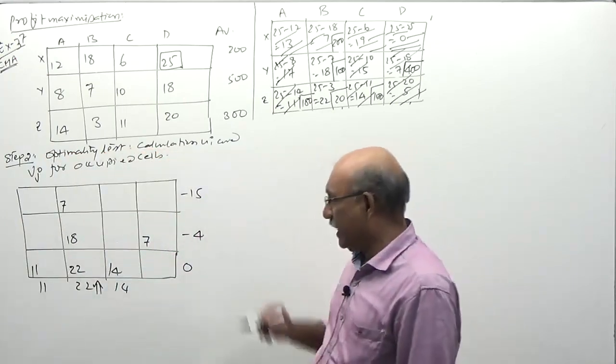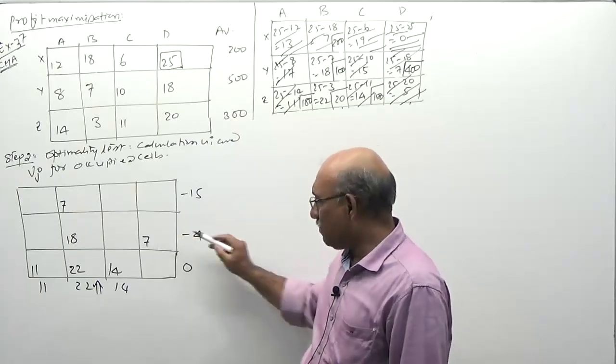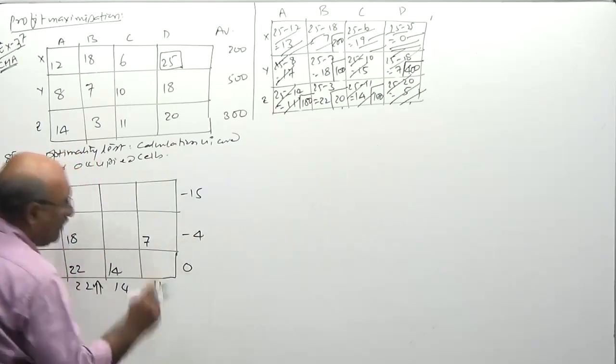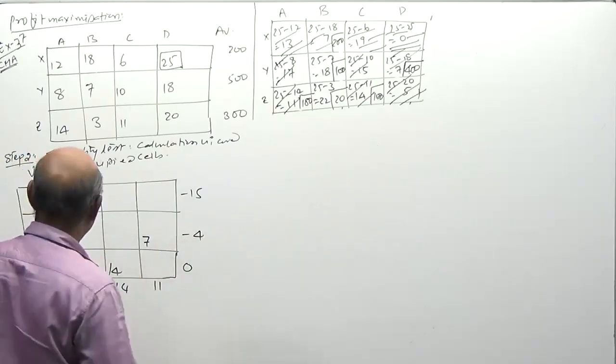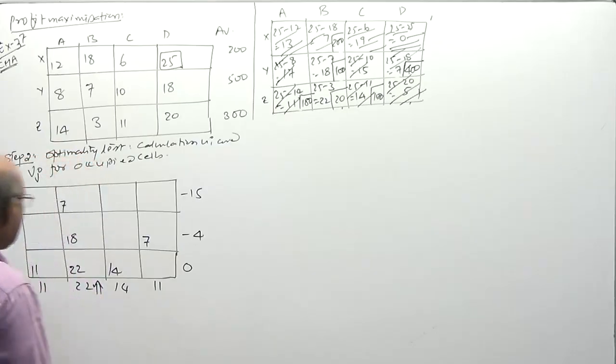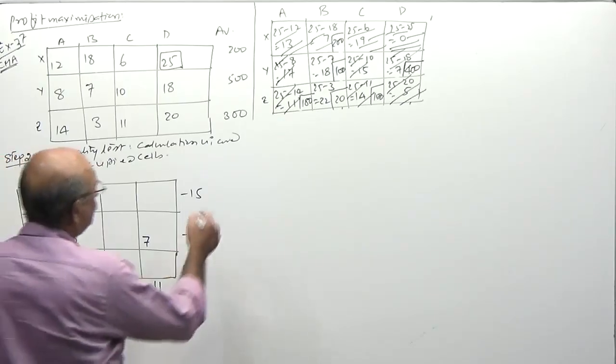Row indices are obtained, one column index left over. 7 minus of minus 4, 11. So, calculation of Ui and Vj for occupied cells is over.